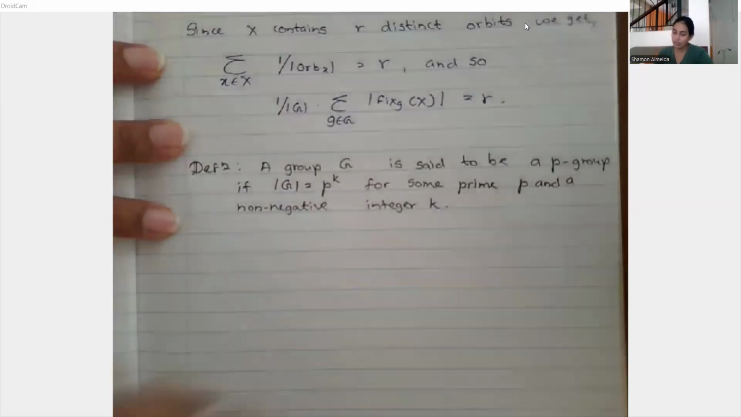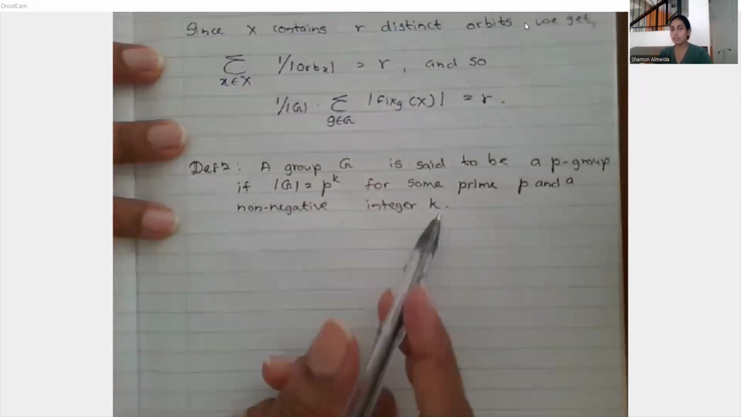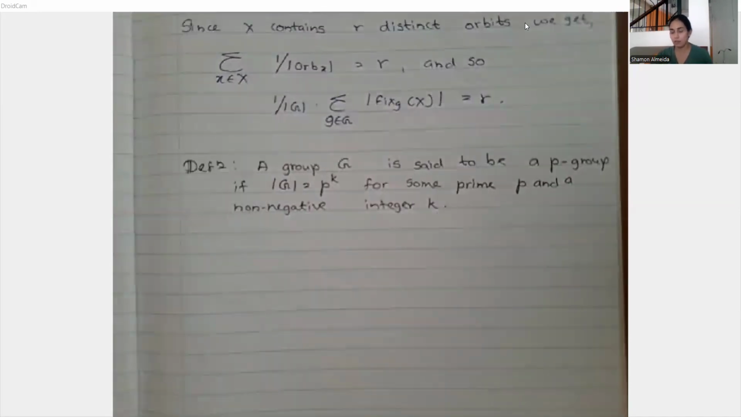So K is either 0 or a positive integer. If K is equal to 0, P raised to the 0th power is simply 1. In that case, G is the trivial group containing simply the identity. When K is not equal to 0, this is some non-trivial group. Right.